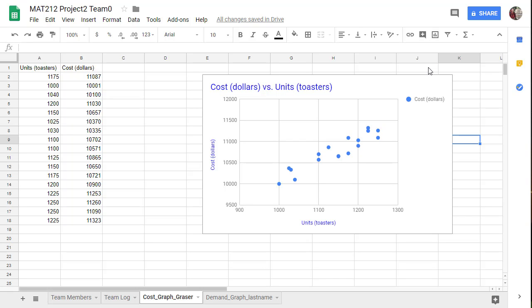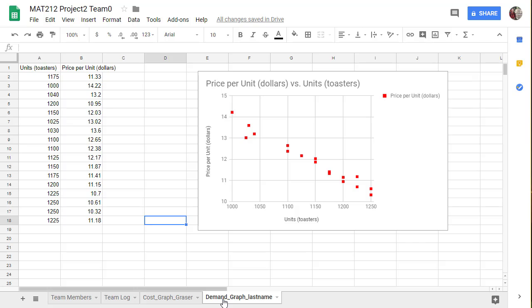Hi, this is Dr. Dave again, and now we're going to look at doing another technology assignment where we're going to find regression lines and regression curves for the data that we graphed in the first technology assignment. So at this point, your team should have at least one cost graph and at least one demand graph.